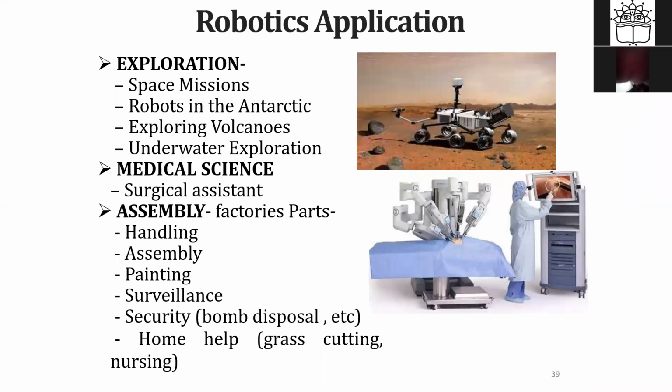Now, for exploration, as I mentioned earlier, you can see the photograph. The photograph is of exploration of Mars, right? So for space missions, we can use robots. We can use robots in the Antarctic. Then we can use robots for exploring volcanoes where the temperature is extremely high. For underwater exploration also, we can use robots.